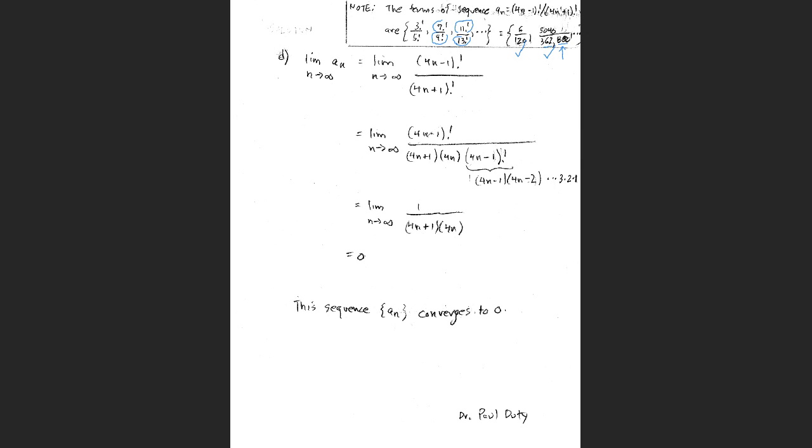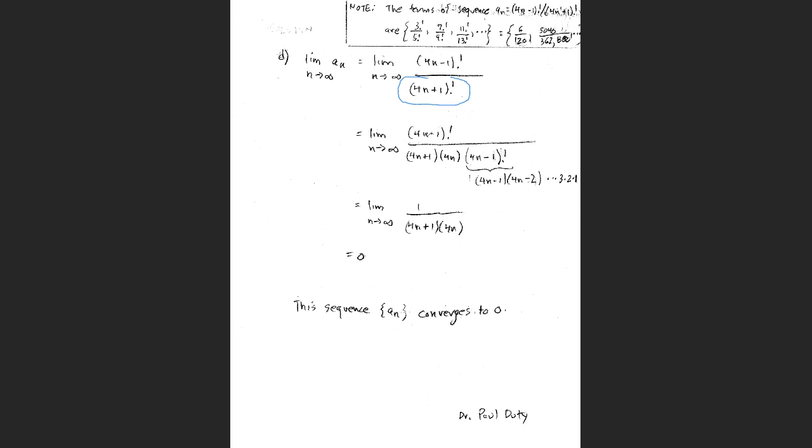All right, I'm going to take the limit of the nth term as n goes to infinity. But what I'm going to do is leave (4n minus 1) factorial alone. But I'm going to write out (4n plus 1) factorial. So (4n plus 1) factorial. This is where I'm focused. (4n plus 1) factorial.